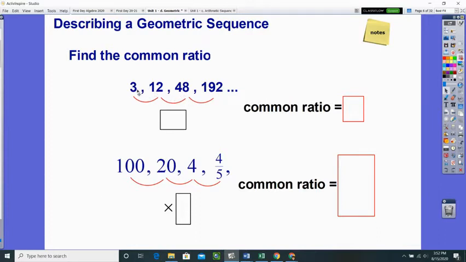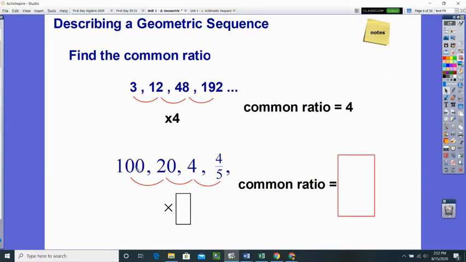So the next thing is, is there a number we're multiplying by repeatedly? And you'll notice times 4, times 4, times 4. So we are multiplying by 4. That would be called the recursive rule from our very first video a long time ago. And since this is geometric, that 4 is called the common ratio.